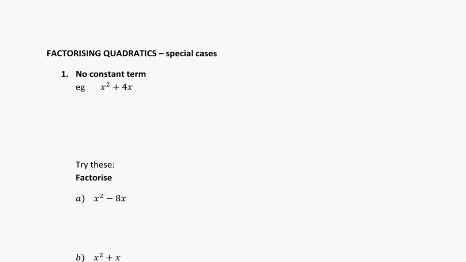Going to continue on with our factorising lessons, and this time we're going to look at some special cases. So far our quadratic expressions have been made up of an x squared, a number with an x beside it, and then just a number by itself, a constant term. So an x squared term, an x term, and a constant term. Sometimes they don't always look like this, so you have to look for a special case.